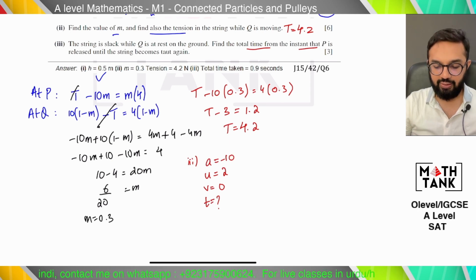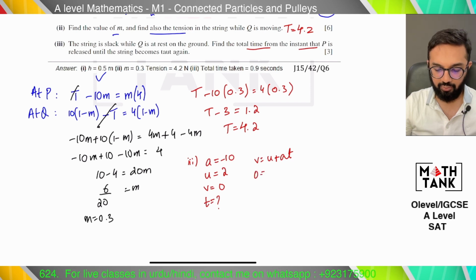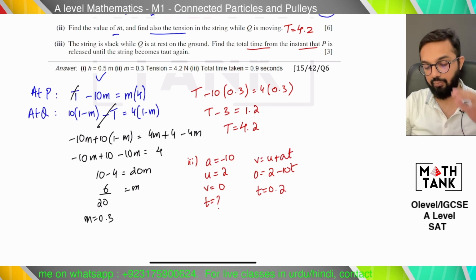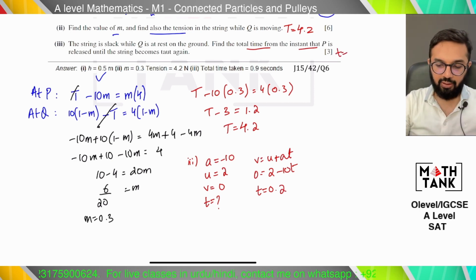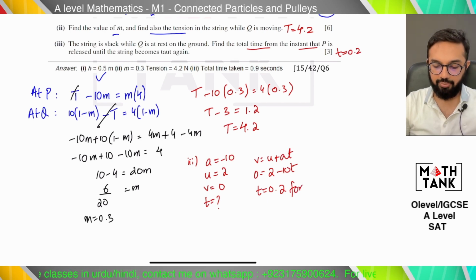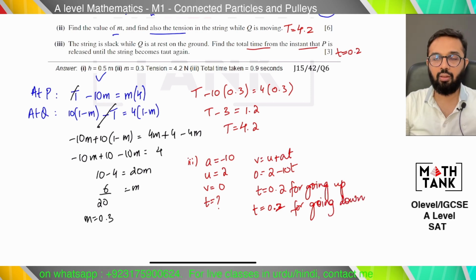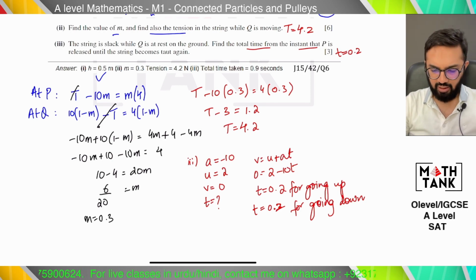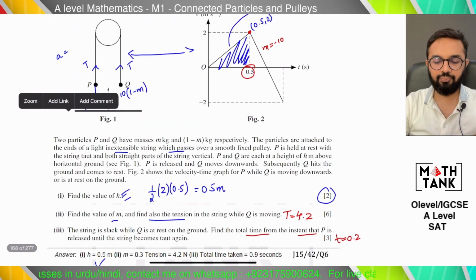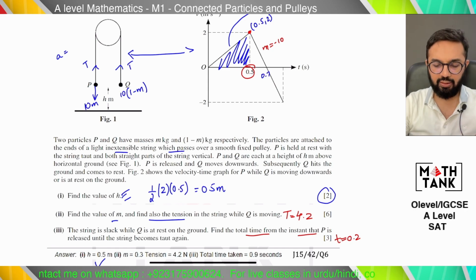So V equals U plus at, 0 equals 2 minus 10t. T equals 0.2 for going up and T equals 0.2 for going down. That's what we've decided. So this would be 0.7 and 0.9.